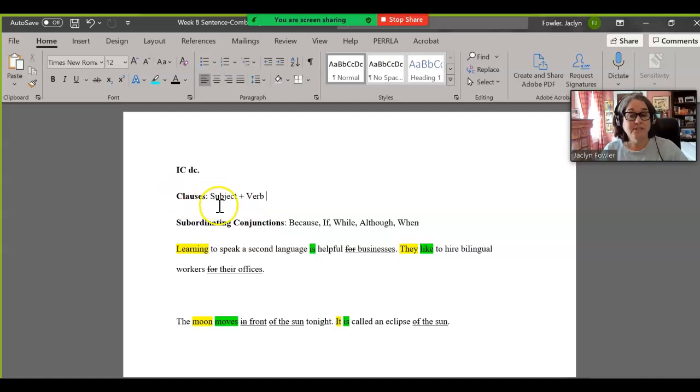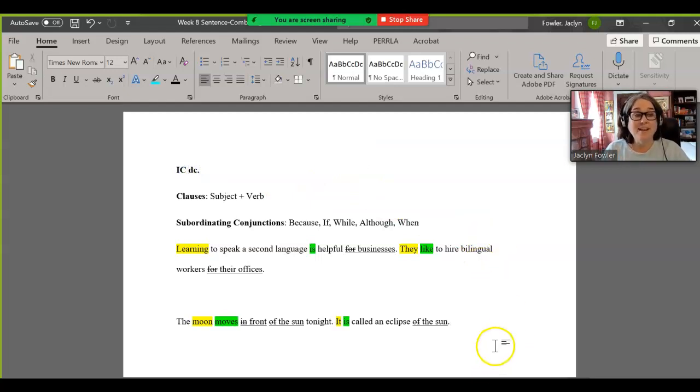Remember, all clauses have a subject and a verb. An independent clause is independent, so it can stand by itself. A dependent clause cannot. It is dependent on an independent clause to make a complete sentence. And that's because we add subordinating conjunctions to the front of the dependent clause. Now, notice when it comes at the end, there's no punctuation between. When the dependent clause comes at the end of the sentence, right there, there's no punctuation in the middle.